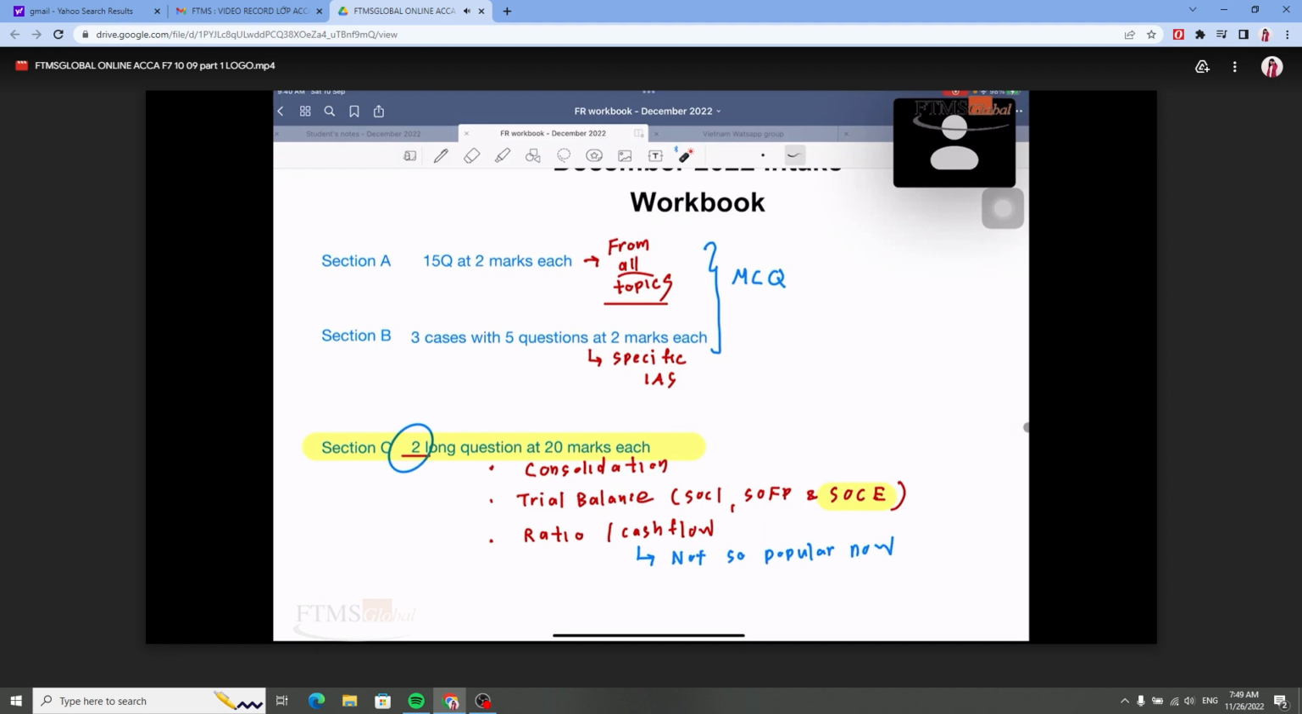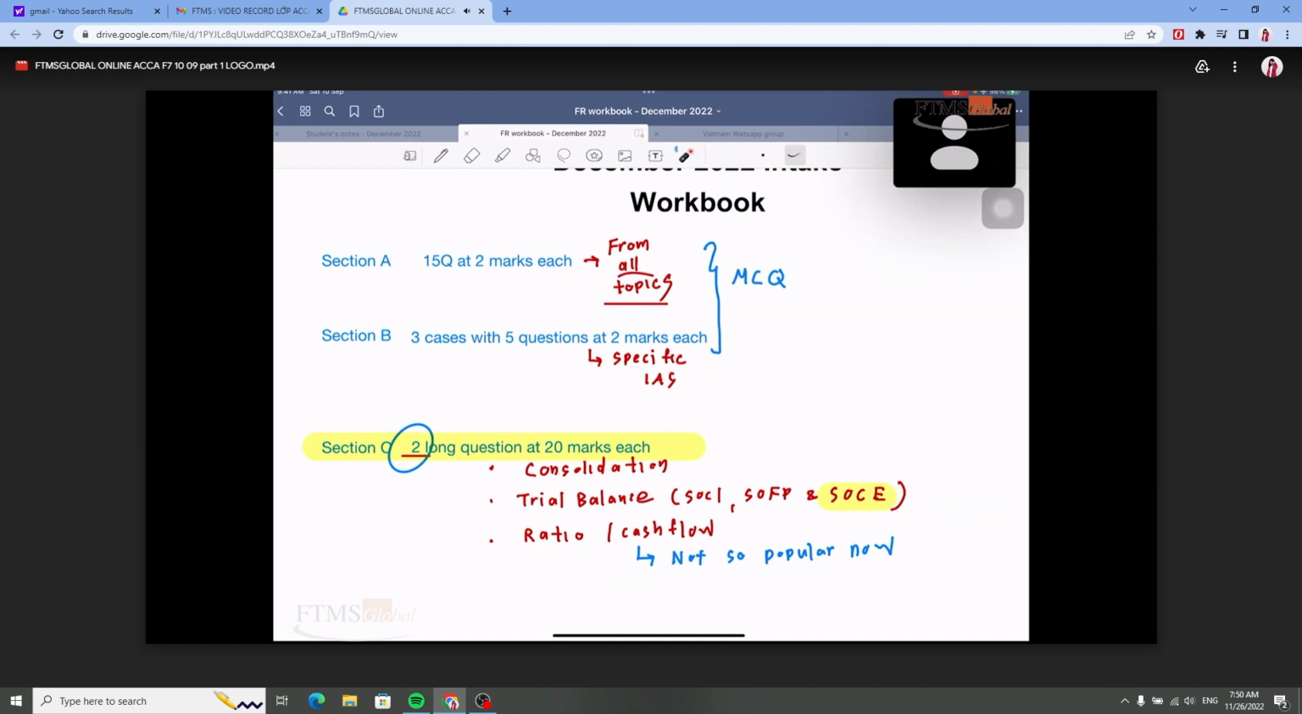But if you want to see the recycling effect, you need to practice at least 10 questions each. For consolidation, I need to do 10 questions. Trial balance, I need to do 10 questions. Ratio, I need to do 10 questions. Then you will be able to see the recycling effect. Understand? That's why I say ACCA rewards the hardworking student.